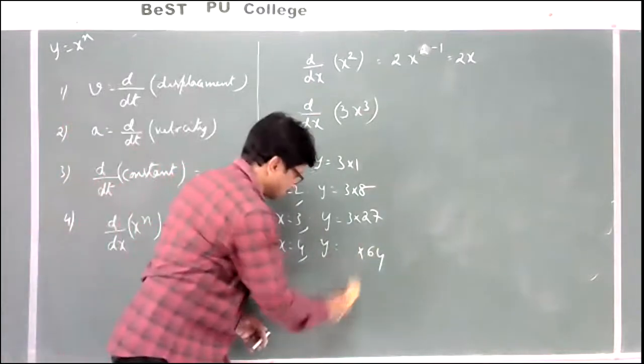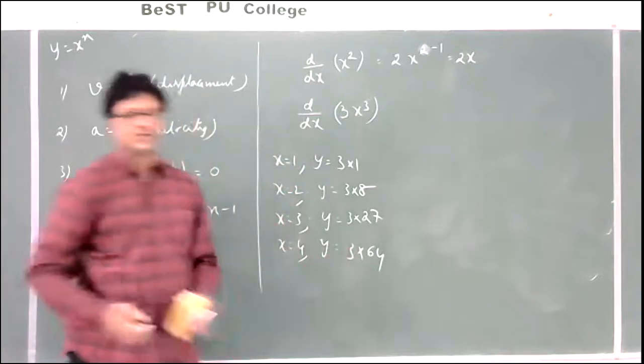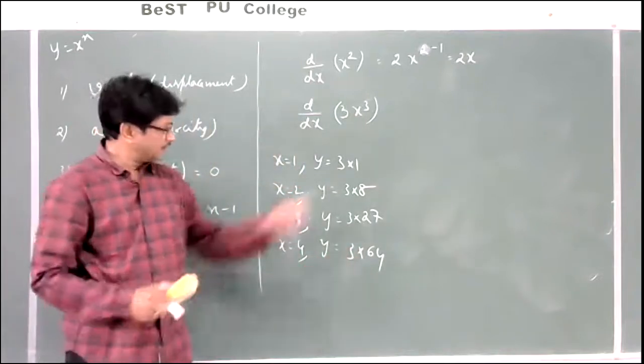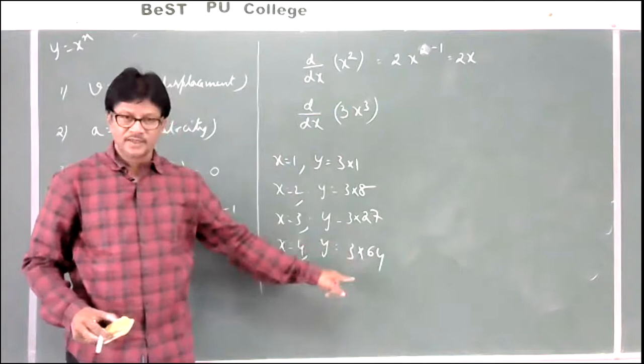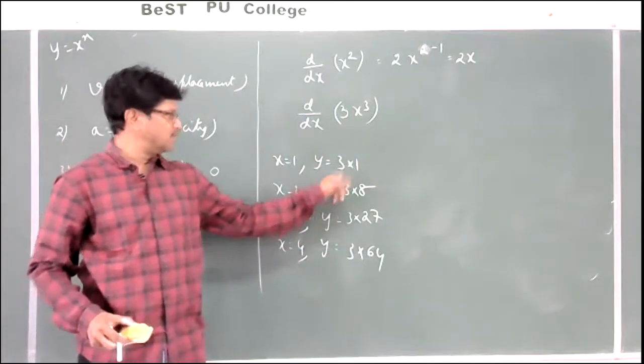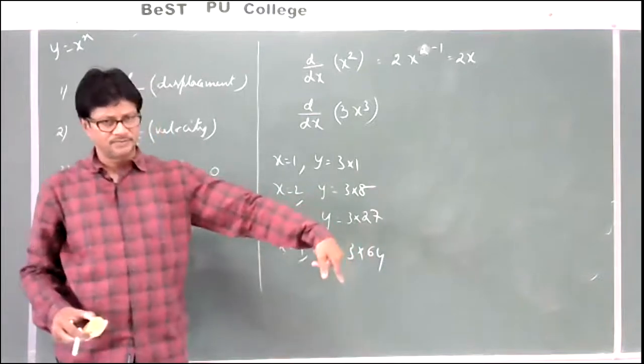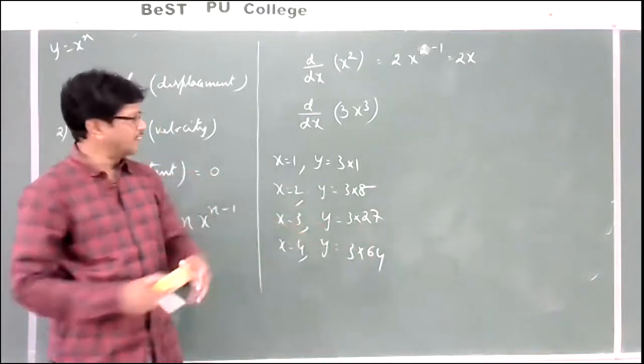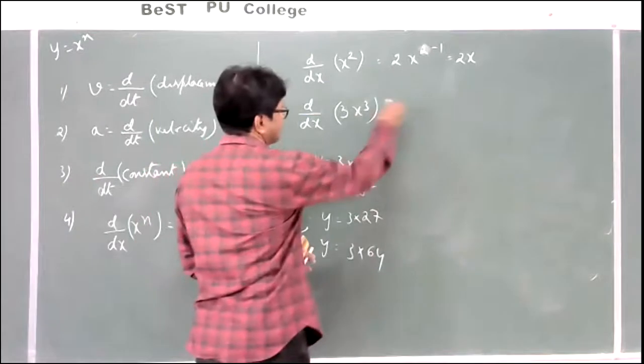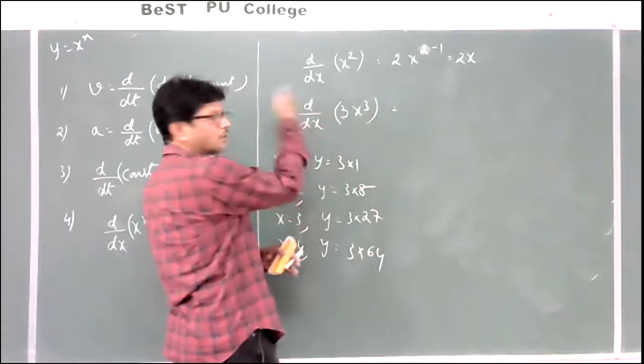Sorry, 3 into 64. 3 into 64. ಅಂದ್ರೆ ಇಲ್ಲಿ 3 ಕಾಮನ್. ಅದಕ್ಕೆ ಎವ್ರಿ ಟೈಮ್ ಇಟ್ ಇಸ್ ನಾಟ್ ನೆಸೆಸರಿ 3 into 1, 3 into 8, 3 into 27, 3 into 64 ಲೈಕ್ ದಟ್. ಅದಕ್ಕೆ ನಾನೇನು ಮಾಡ್ತೀನಿ ಅಂದರೆ, this 3 I will bring out of the differentiation.